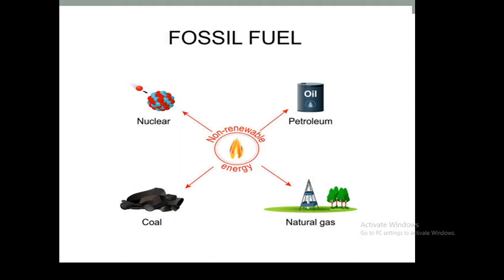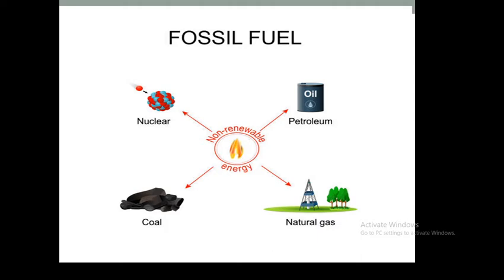There are three major forms of fossil fuels: coal, oil, and natural gas. All three were formed between 50 to 350 million years ago, before the time of dinosaurs. Fossil fuels are made of rotted plants and animals.